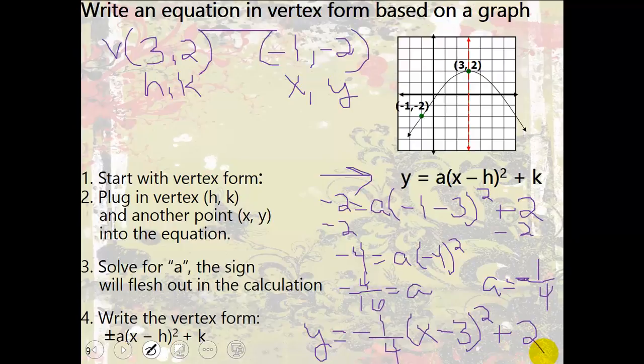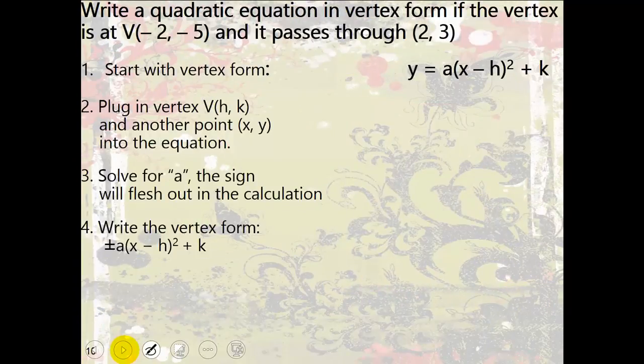Now we're going to do the same thing, only the information isn't going to be presented as a graph, it's just going to be presented in words. So identify your vertex. This is my h, this is my k, and identify your point. It passes through the point (2, 3). We're going to do the exact same thing. Start with the vertex form of your equation, and let the sign flesh out in your calculation of a.